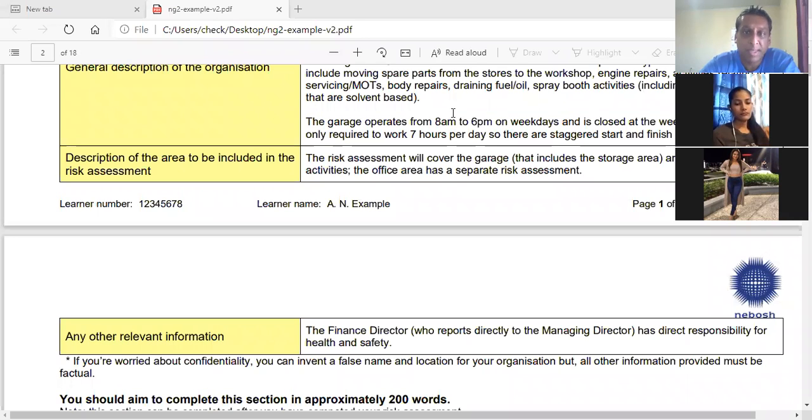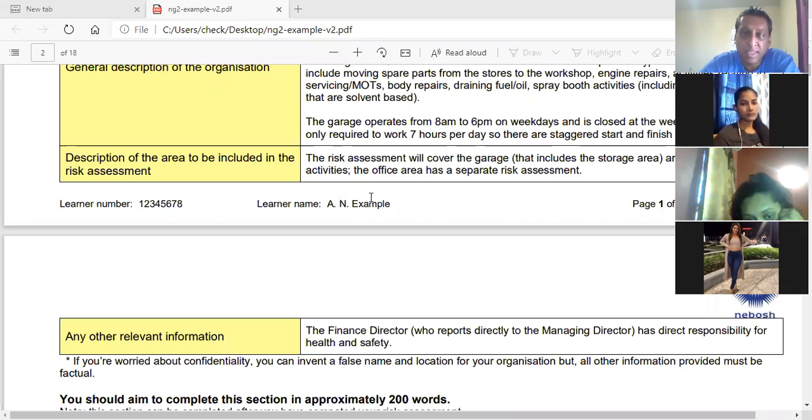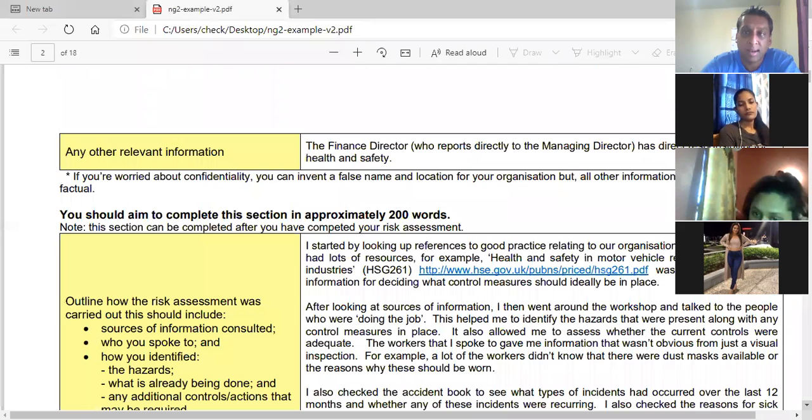So if the risk assessment does not cover an office, as what you're seeing here, then you have to say something like that. And to the end of this, you say who has the ultimate responsibility for health and safety. Let's try to put this on top.